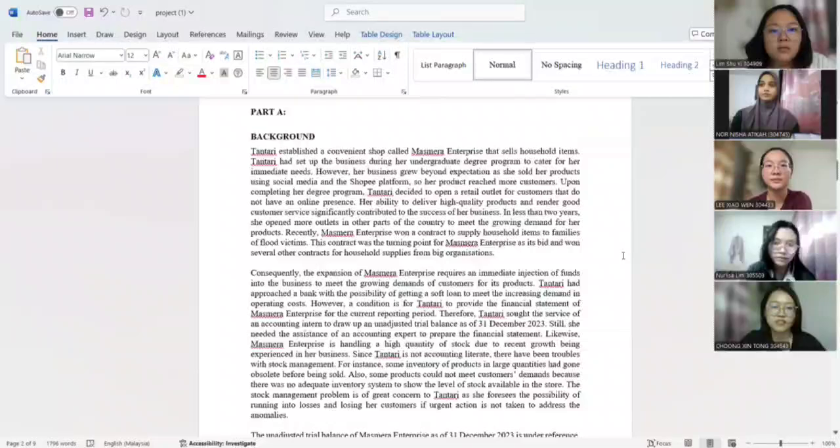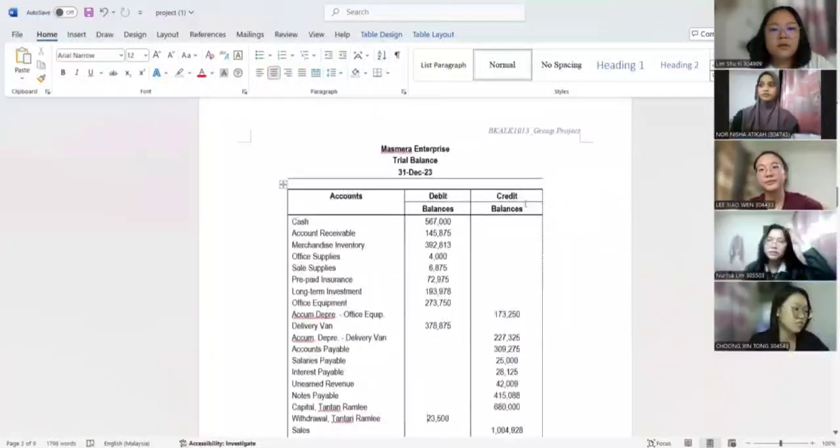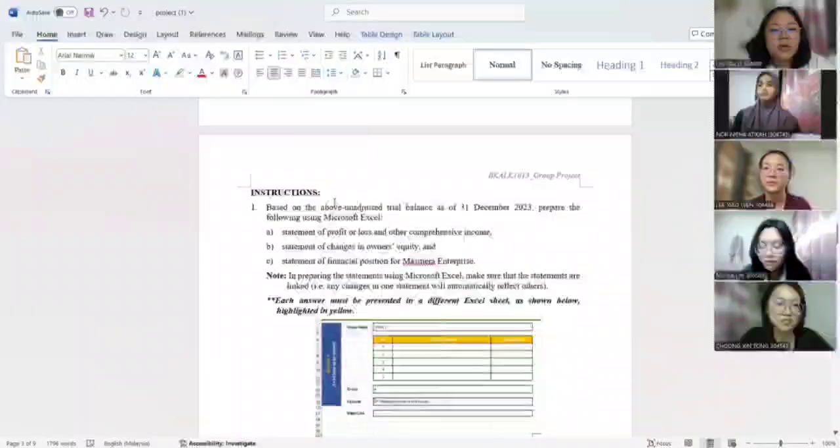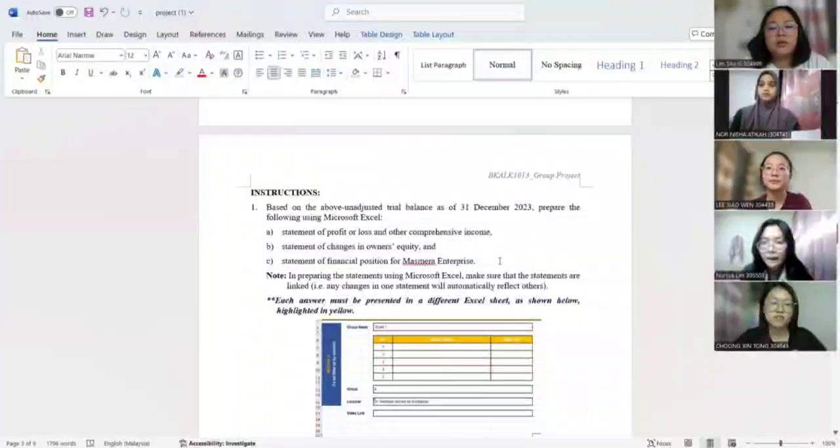Okay, let us start our project discussion. Let's start with part A first. Part A is giving an unadjusted trial balance, and then there's an instruction here. We have to prepare the statement of profit or loss and other comprehensive income, statement of changes in owner's equity, and also statement of financial position for Masmara Enterprise.